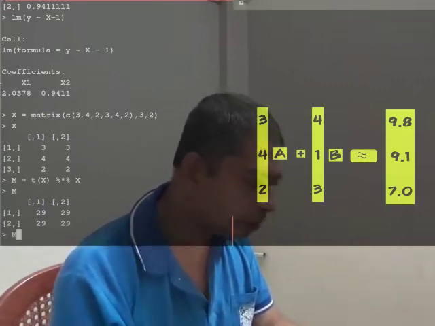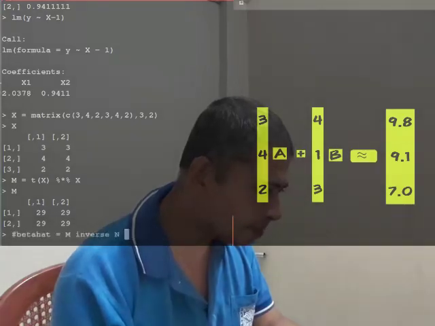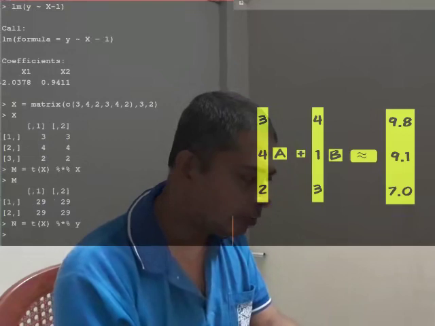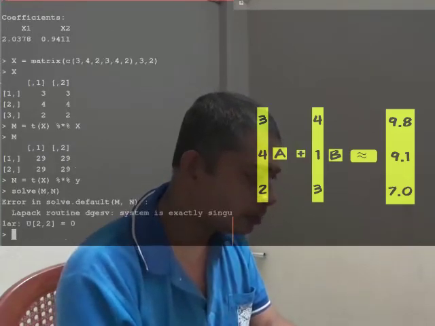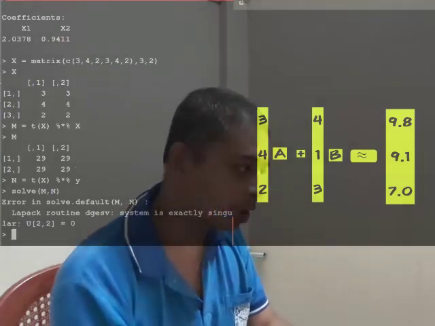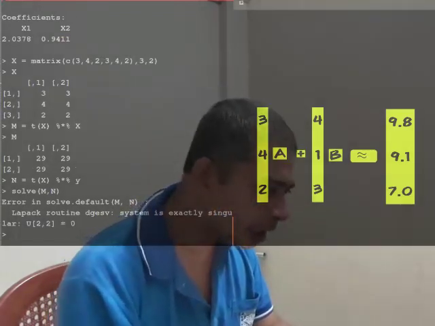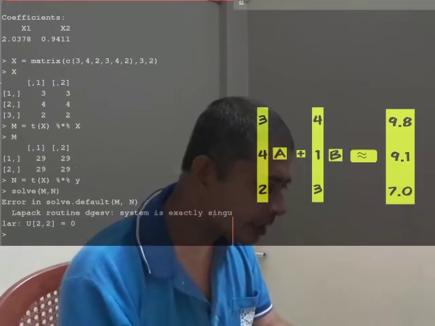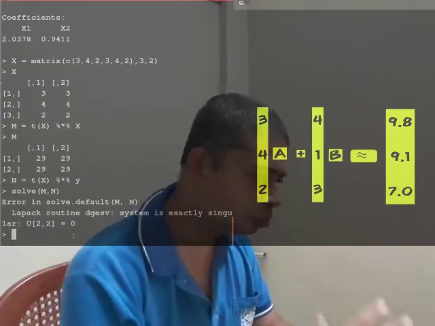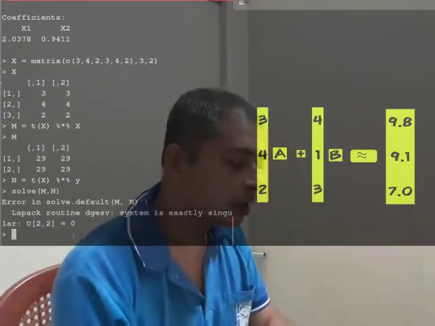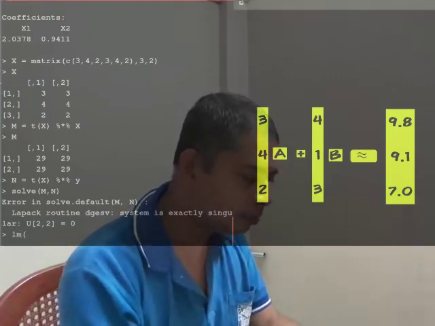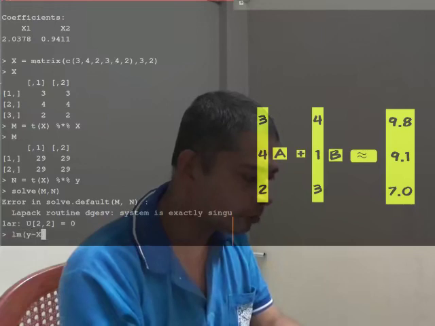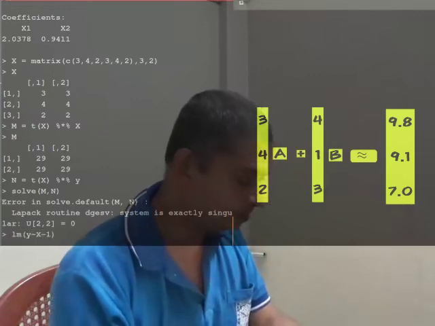And let's compute my N once again. I had my last N, that is my N. And I will do the same old story again, solve M N, and I get an error because that is a singular matrix. It says the system is exactly singular, with U22 equal to 0, whatever. Now let us try to apply LM in this case. So LM y tilde x minus 1.